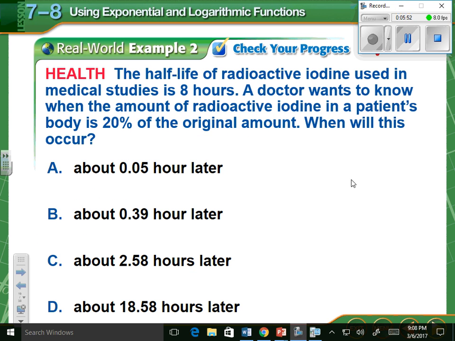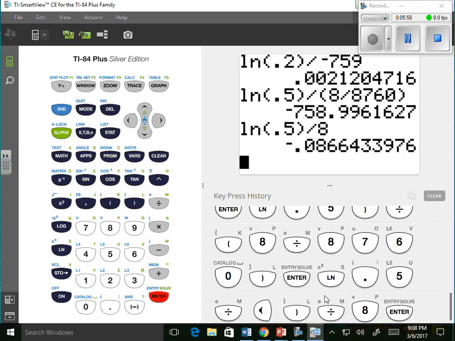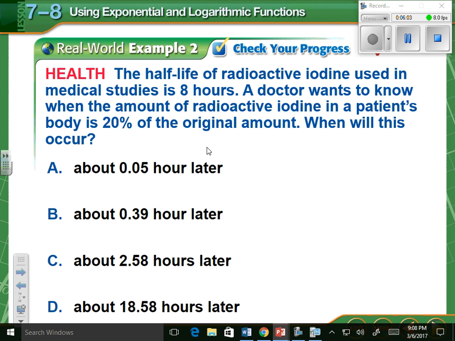So if you use the K of positive 0.0866 in the decay formula, then you want to know when 20% remains, so you could say 0.2A equals A times e to the negative 0.0866t, and then you'd need to solve for t in time, and you should get 18.58 hours. Time in this case would be in hours.